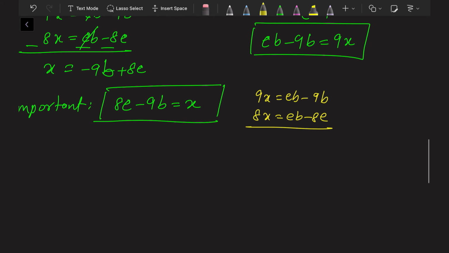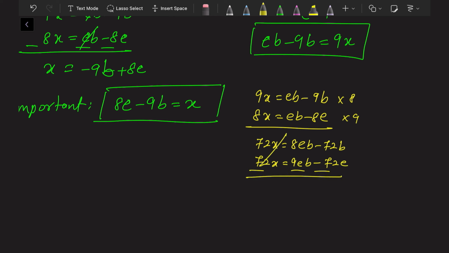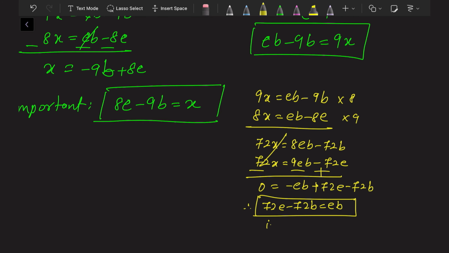Now what if I just get some relation between e and b? To do so we have to eliminate x. To eliminate x, I will multiply this by 8 and this by 9. So we'll have 72x equals 8eb minus 72b, and 72x equals 9eb minus 72e. Now I'll just subtract these two equations. This will get cancelled out. 0 equals negative eb, plus 72e minus 72b. Hence what we'll have is 72e minus 72b is eb. Now here we have the second important relation.